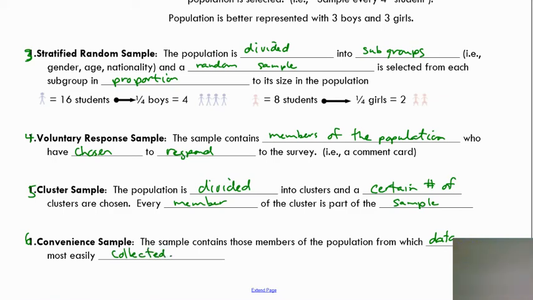A convenience sample contains those members of the population from which data is most easily collected. You might want information on taxes, about how people do their taxes. And if you are putting this out to the community, then people that have good knowledge of finances, or people that are tax professionals, might respond more often or more easily than someone else. So then it's kind of a convenience factor.